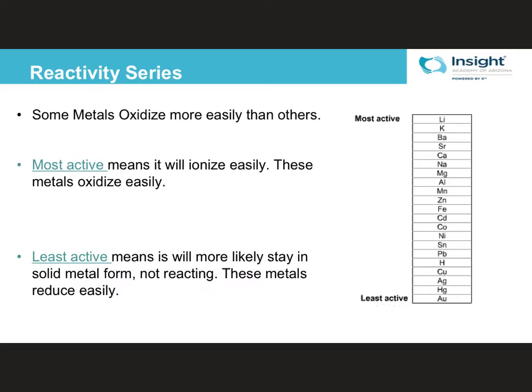This is where the reactivity series comes in again. These ones up here, most active, are going to naturally, spontaneously oxidize. And these down here are going to naturally, spontaneously reduce. Using an electrolytic cell, we can reverse this. We can force these to oxidize, and we can force the other ones to reduce, so that we can maybe plate with some silver, or plate with some gold or copper.